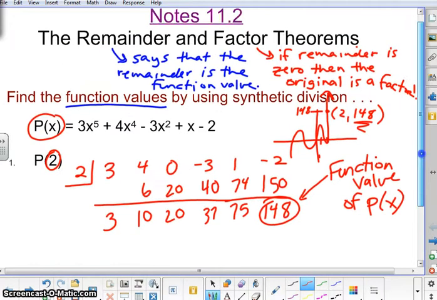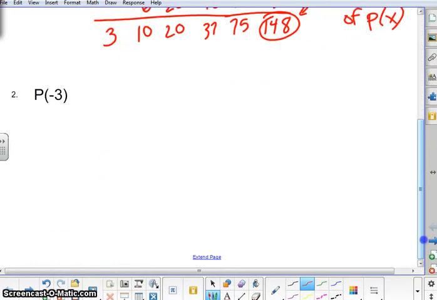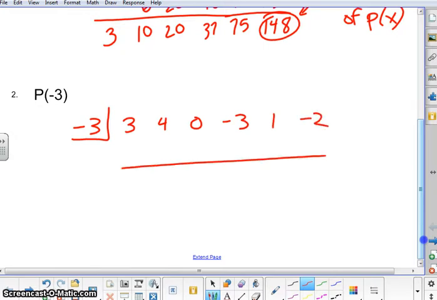And it looks like I have to go back and straight down. Okay, again, push pause. Go ahead and do the synthetic division. And the exact same we're going to use for the polynomial. So we have 3, 4, 0, -3, 1, and -2. And then when you put in a -3, you're going to drop the 3 and continue on. So go ahead and push pause and finish it, and then we'll check our answers.